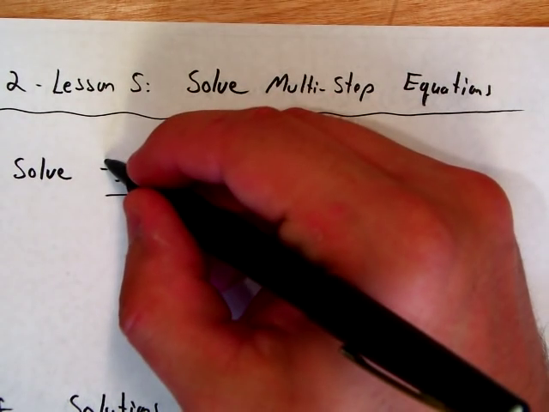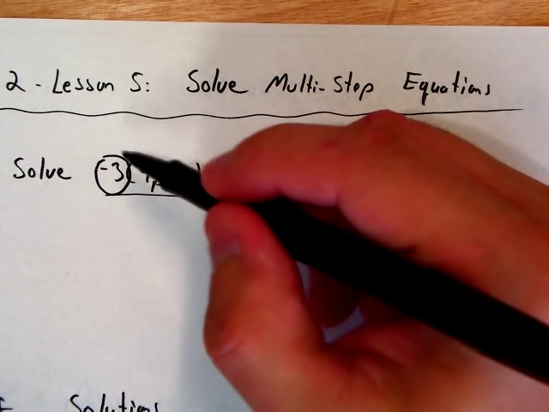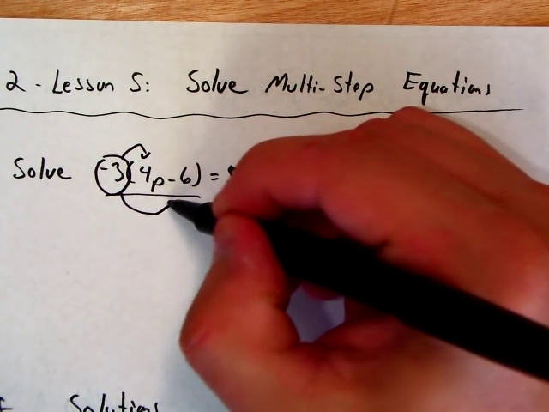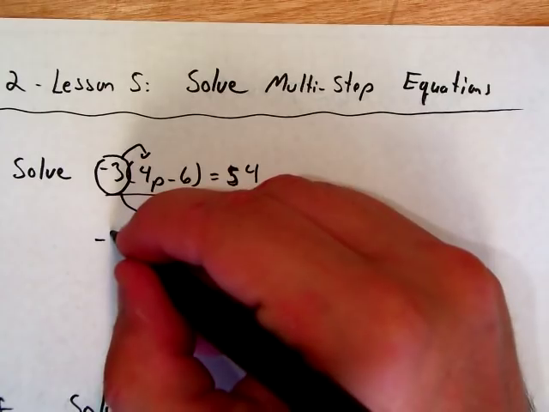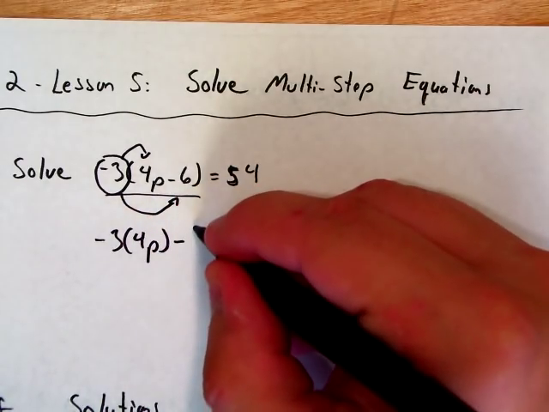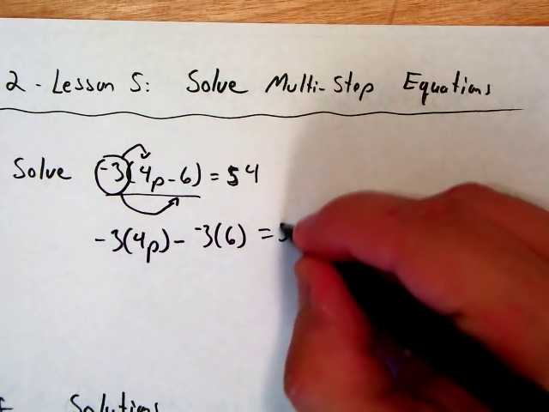So recall that the distributive property says that whatever is on the outside of the parentheses gets applied to everything on the inside of the parentheses. So the way that this would look is negative 3 times 4p minus negative 3 times 6. That would be equal to 54.